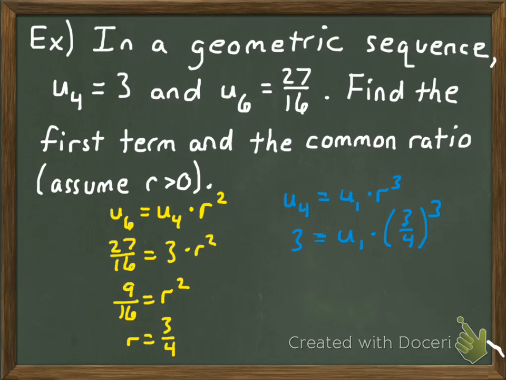All right, now a couple steps to getting u sub 1 by itself here. Let's go ahead and cube the 3/4, and that's going to give us 27/64. And then we're going to multiply both sides by the reciprocal of that. So that means we're going to have 3 times 16 divided by 27. 3 times 16 is 48, and we'll have that over 27. And we'll just simplify that. These are both divisible by 3. Anything bigger than that? Nope, just 3. So 16/9 is the value of the first term in this sequence.